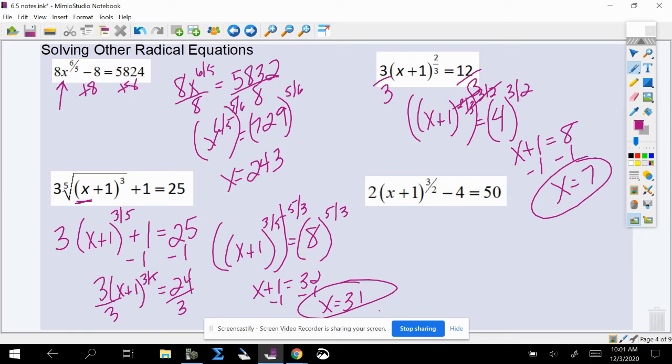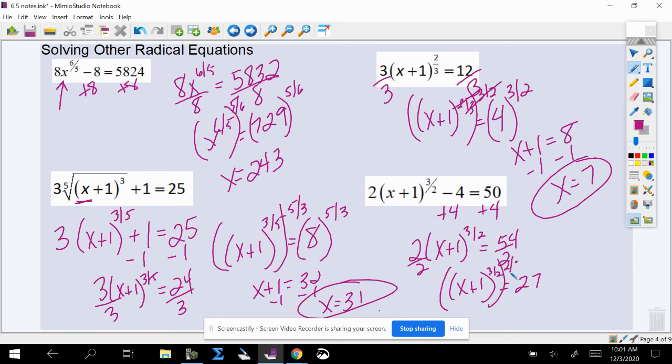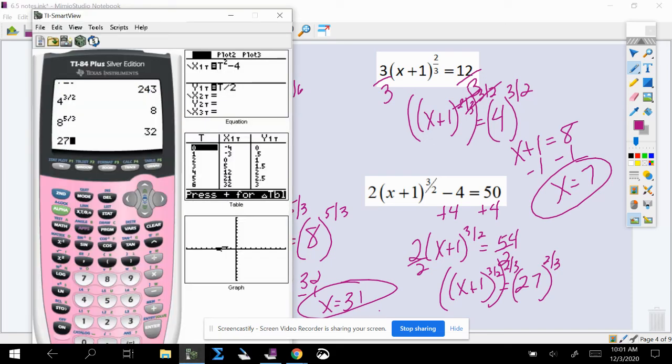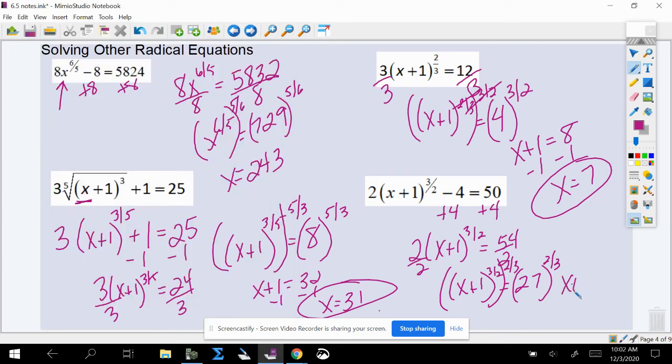Last one on this slide, we're going to add 4 to both sides. So we have 2 times x plus 1 to the 3/2 equals 54. We're going to divide both sides by 2. So x plus 1 to the 3/2 equals 27. We're going to take both sides to the reciprocal power, so the 2/3 power. Again, a calculator's nice to have close by. 27 to the 2/3 power is 9. So we get x plus 1 equals 9. Subtract 1, you get x equals 8. I've got 2 more on the next slide that are similar to some of the Delta Math ones.